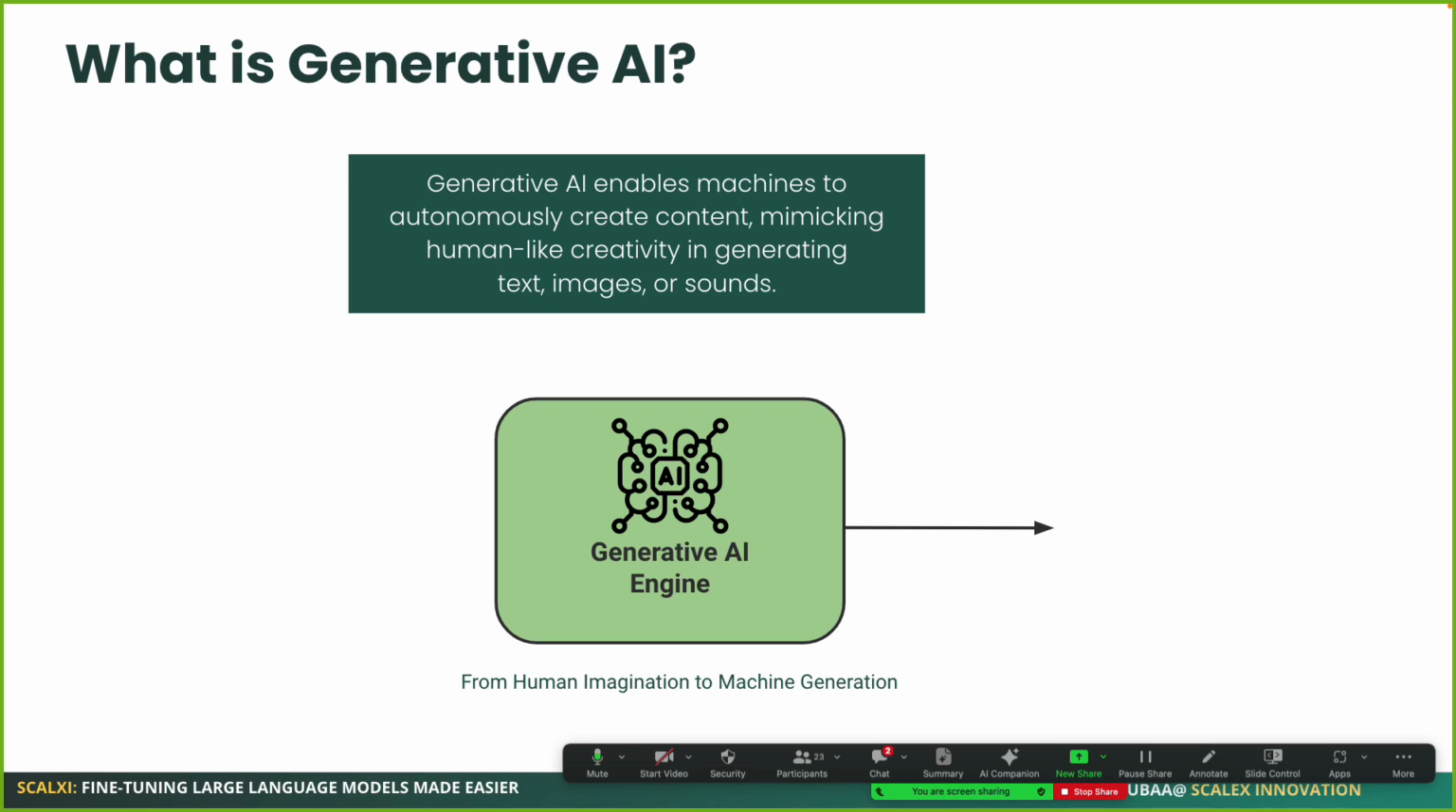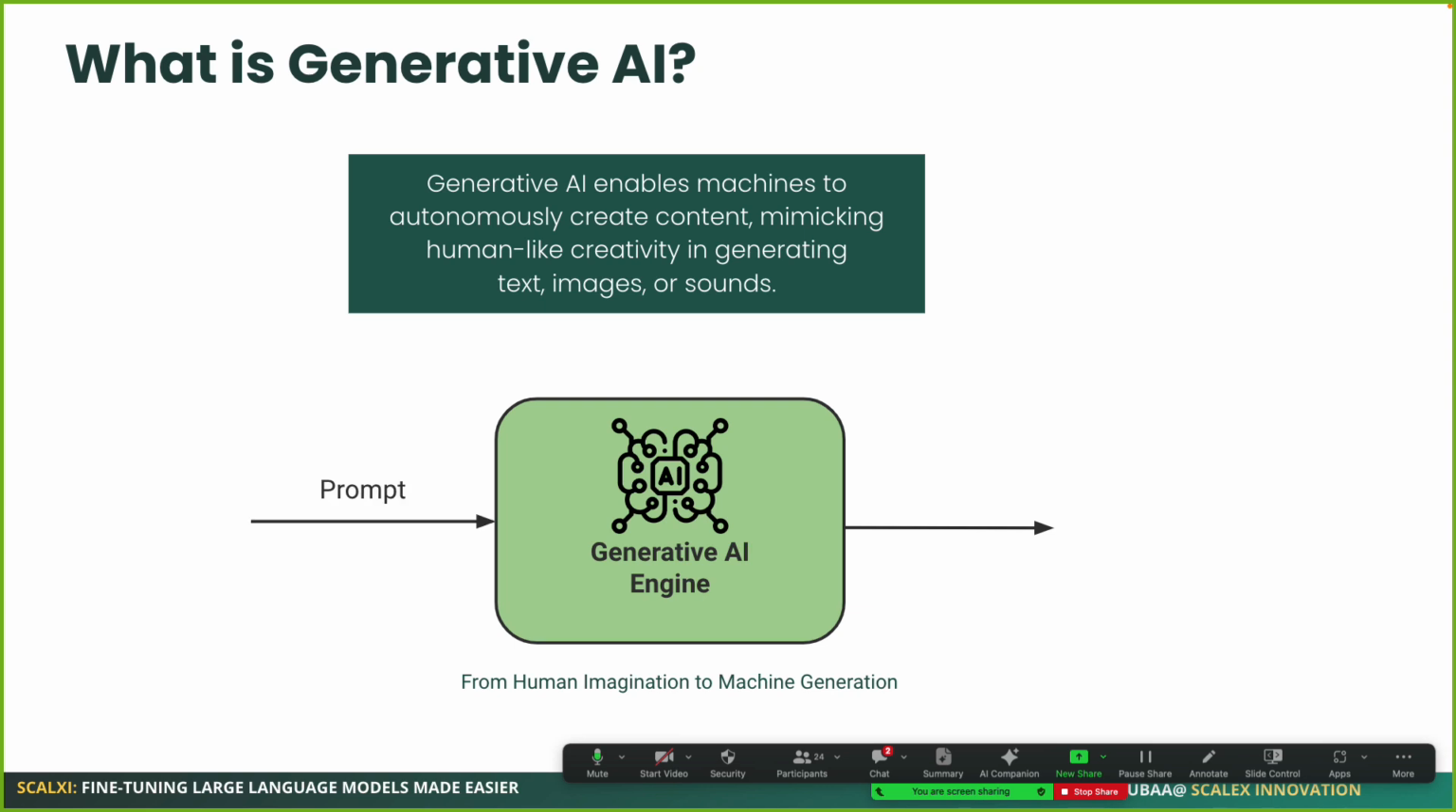It started with text-to-text generation, and now we have even more advanced generative AI machines that have multimodal capabilities. In an abstract manner, generative AI enables machines to create content by mimicking human-like creativity and generate different types of outputs. It can generate text, images, sounds, and videos. So now we talk about multimodal large language models.